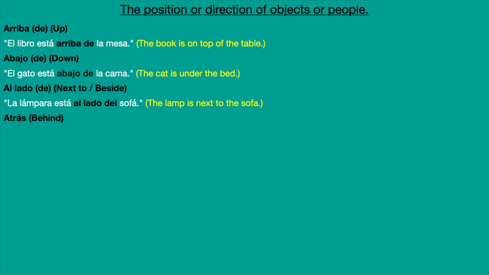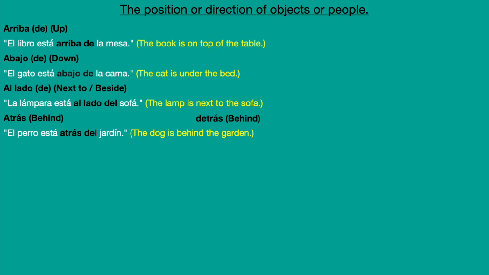So then we have atrás. I forgot even to put here the de, but atrás means behind. And atrás de is also behind. So you say el perro está atrás del jardín. The dog is behind the garden. Okay, so atrás del jardín.